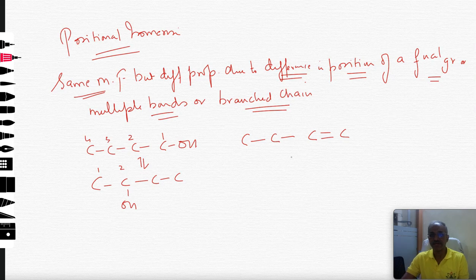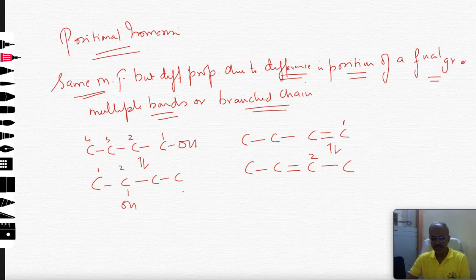Similarly, we can say, with a double bond, the ene is present at the first carbon atom. It can also be present at this position, now at the second carbon atom. So these two are positional isomers. Fine?